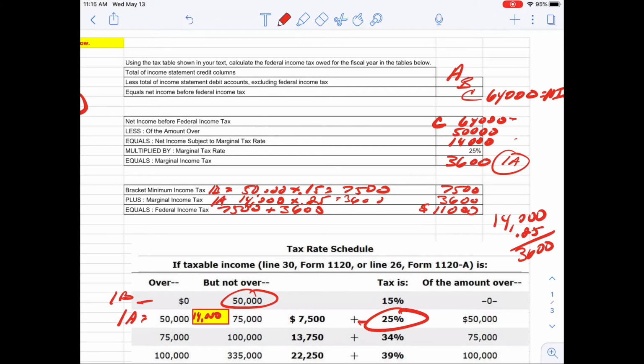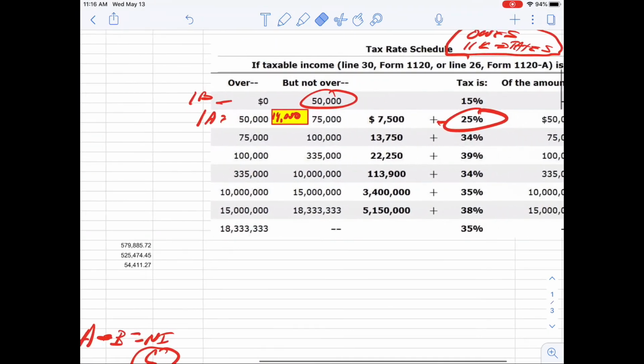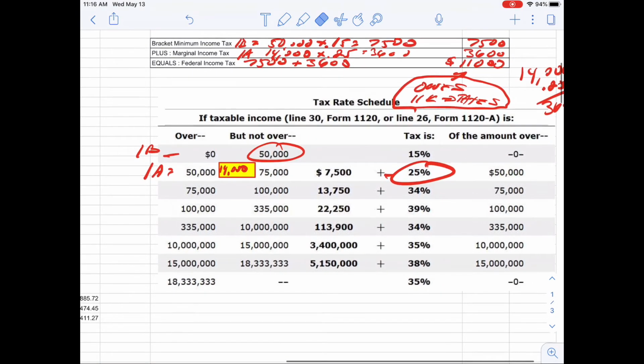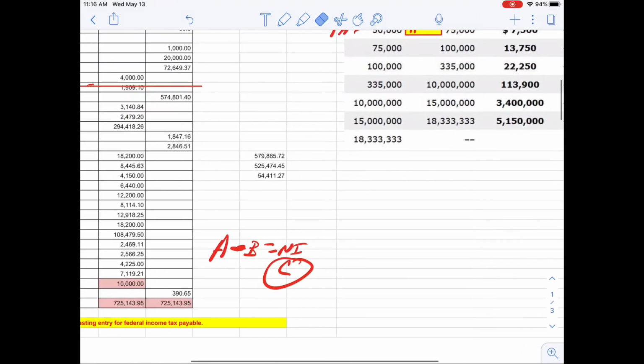So in a sense, this company owes $11,000 in income taxes for this. So we need to now record this transaction as an entry. So now that we have our income tax that we owe, our federal income tax being $11,000.